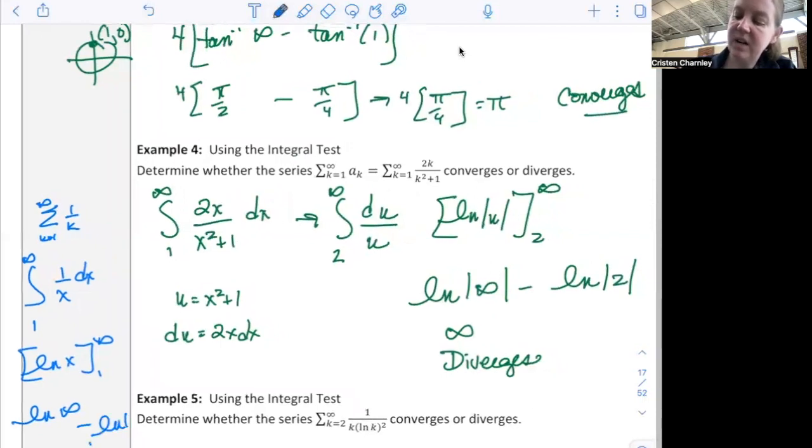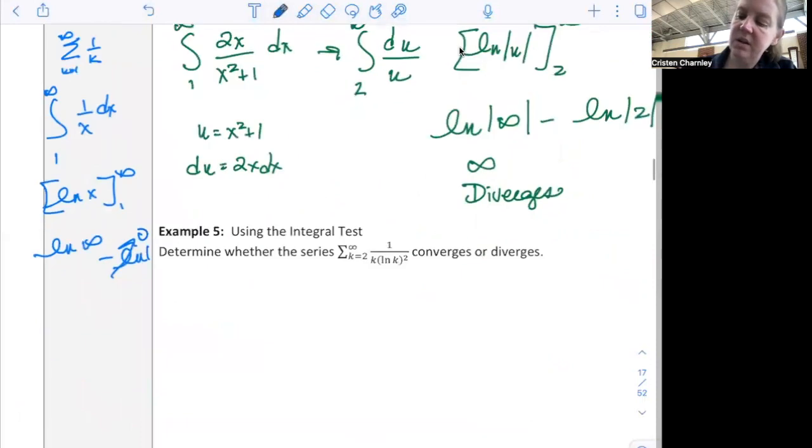The natural log of 1 I know is 0. So this is natural log of infinity. I'm left with infinity. It doesn't exist for an integral, right? An integral answer. So we can say that the series diverges. So that's one way that I remember that 1 over k. It is harmonic. It does diverge, but sometimes I need an exact reason why the integral test works.